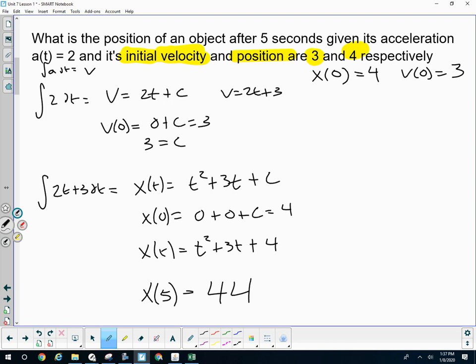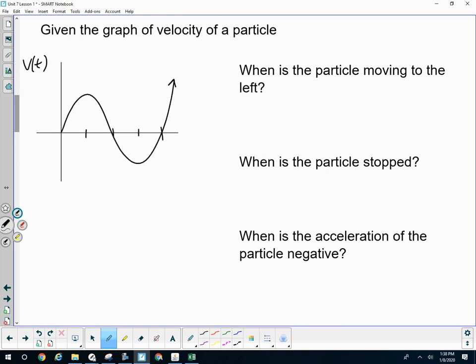Okay? You've done this before. This is not new to you. You know how to do this stuff. It's just with different context. You may be given the graph of velocity. I gave you the graph of position. Now I'm giving you the graph of velocity. Don't worry, just understand what's given to you.